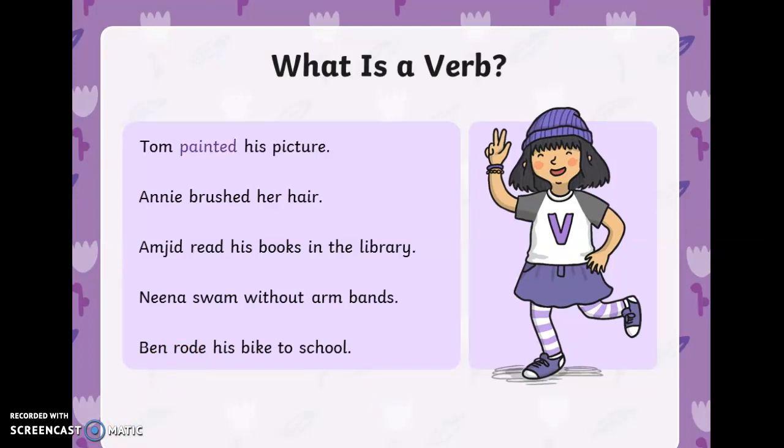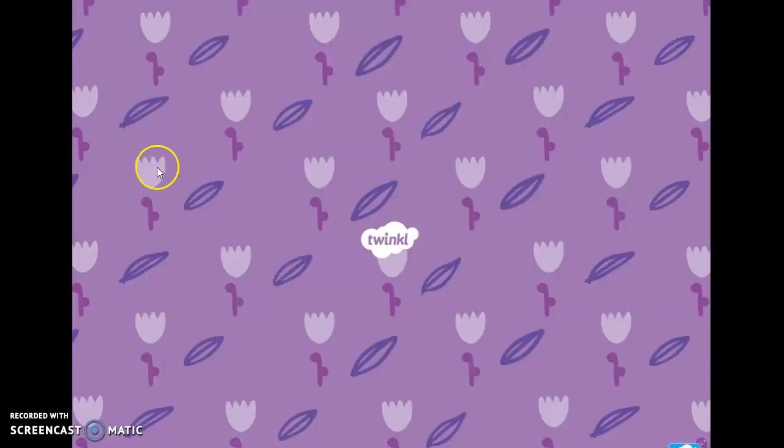So we said painted was the verb. We said brushed was the verb. We said read was the verb. We said swam was the verb. And we said rode was the verb. Why did we choose these as the verbs? Because we know they are action words. What is a verb? A verb is an action word.